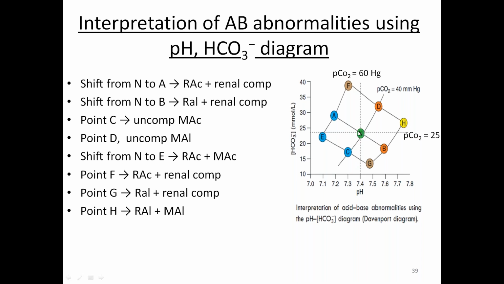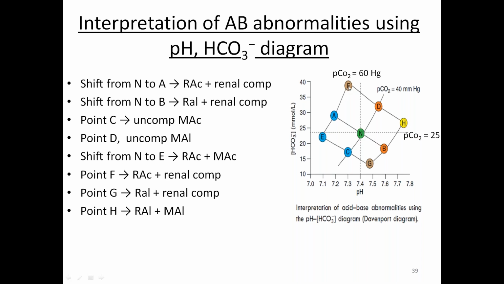Yes. Now let's look at CO2. Okay. So CO2 at this point in this line is 40, and here it is increasing as we move from N to E. So CO2 is more than 40, so that's also taking it towards acidosis. So this is a mixed case. Okay, the shift from N to E is a mixed disorder where there's both respiratory acidosis and metabolic acidosis.